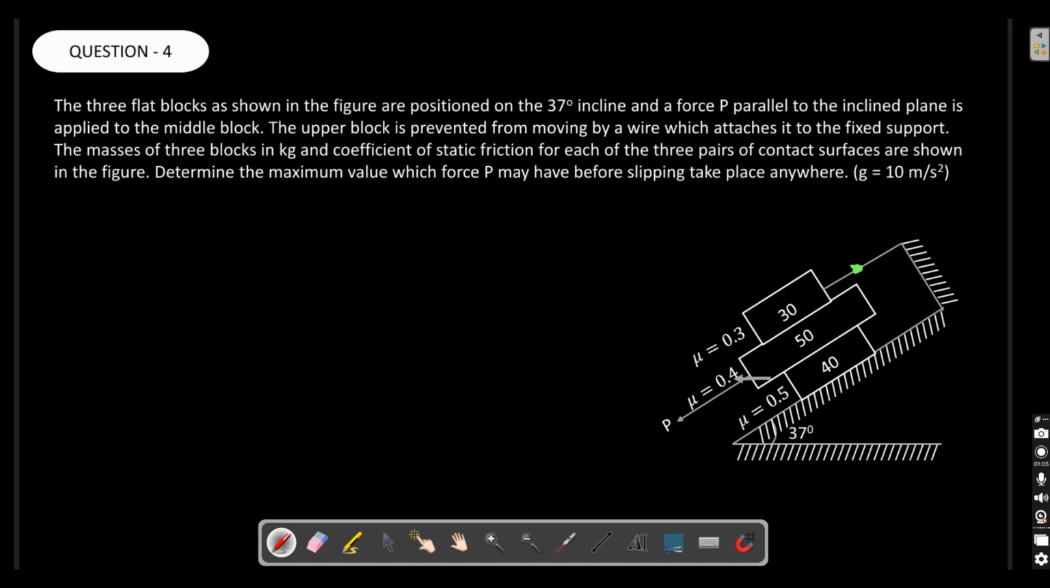We may have slipping. Before slipping, what is the maximum value of P so that we can have the system at rest? That's the question. Yeah, what can we do? It's a tough question, of course. Let's see how to solve it.